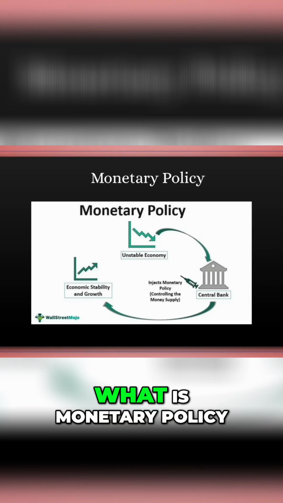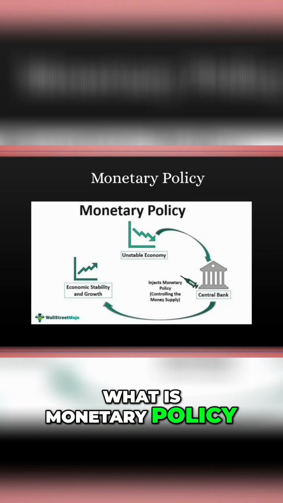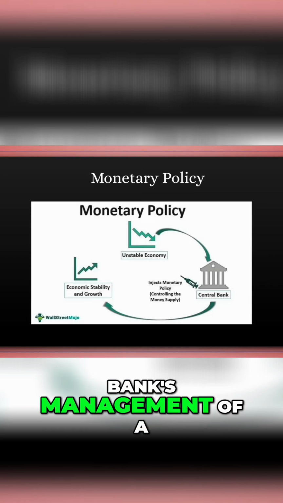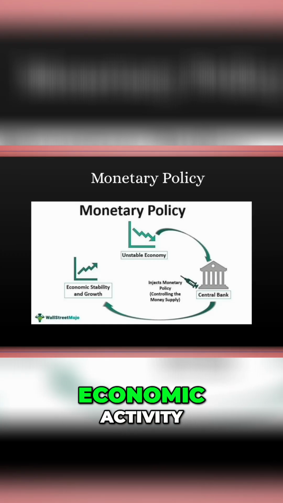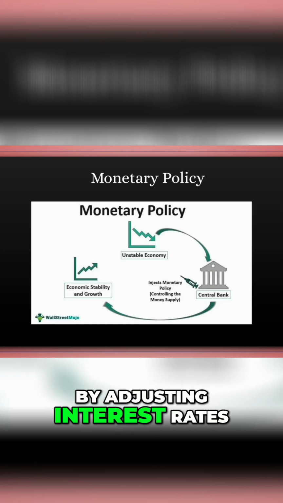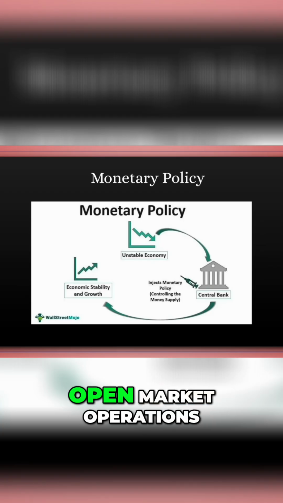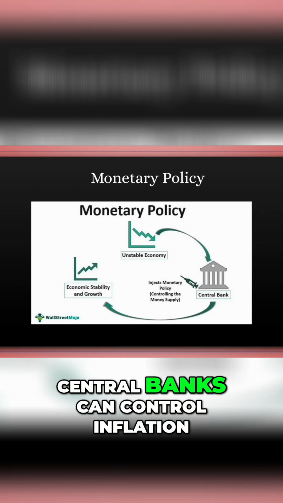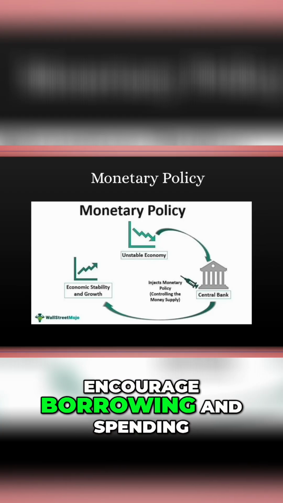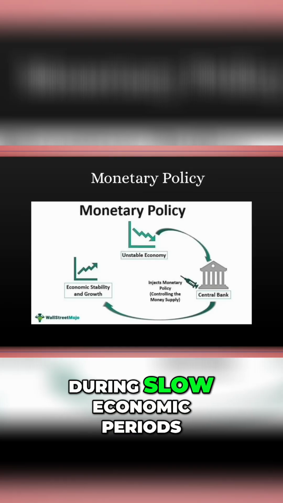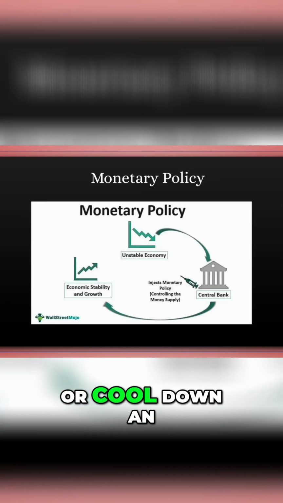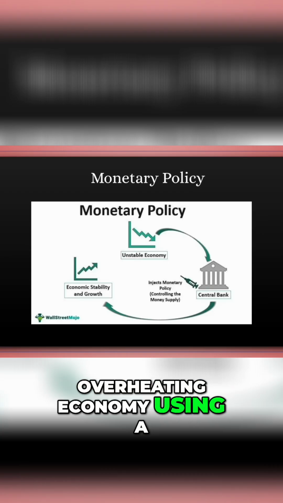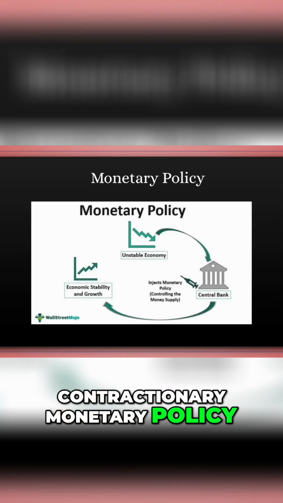So first, what is monetary policy? Monetary policy involves a bank's management of a country's money supply and interest rates to influence economic activity. By adjusting interest rates and employing tools like open market operations, central banks can control inflation, encourage borrowing and spending during slow economic periods using expansionary monetary policy, or cool down an overheating economy using a contractionary monetary policy.